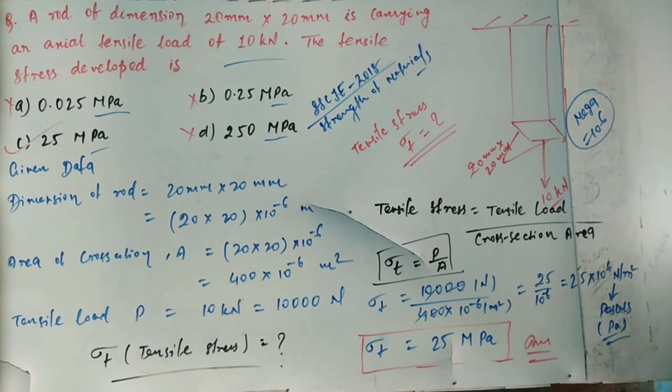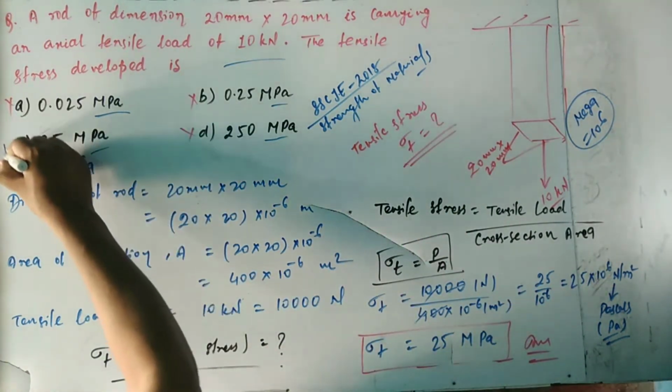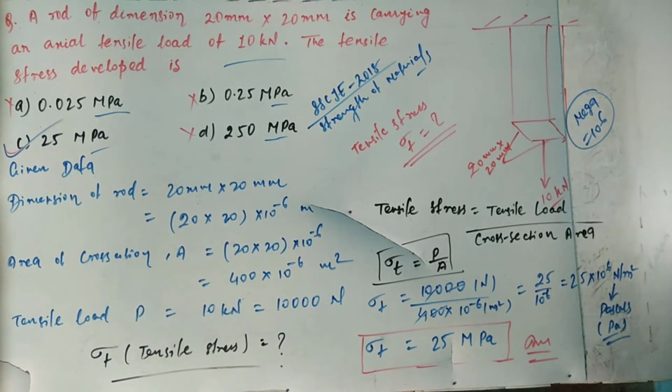So the correct option will be sigma T equal to 25 megapascal, and options A, B, D will be wrong. So the correct option will be option C, 25 megapascal. A rod of dimension 20 mm by 20 mm is carrying an axial tensile load of 10 kilonewton. The stress developed is, so the answer will be option C, 25 megapascal.